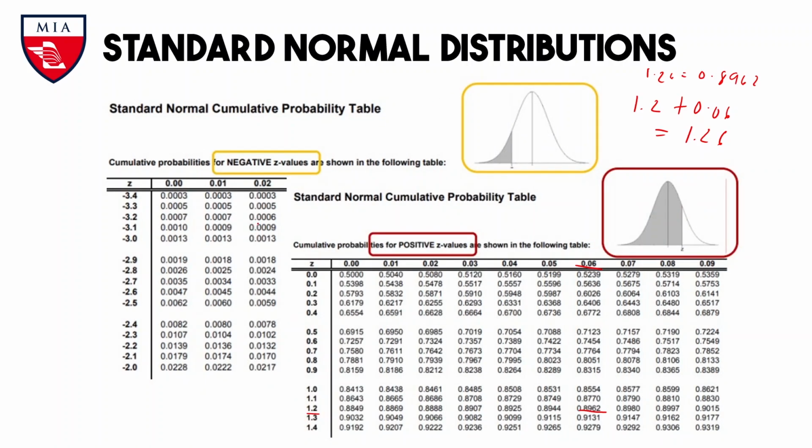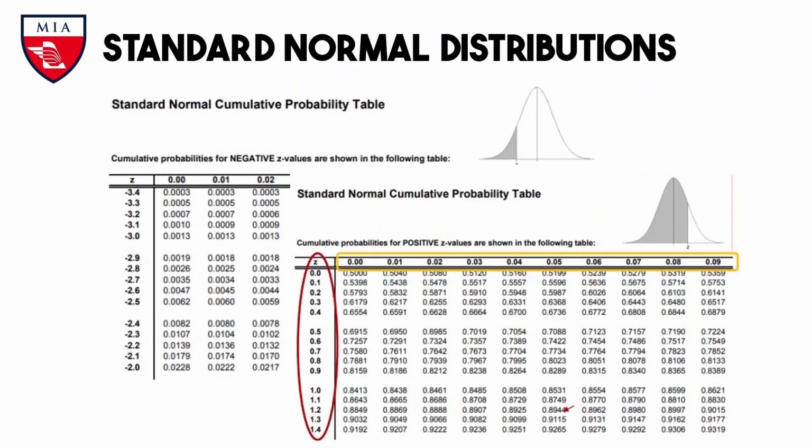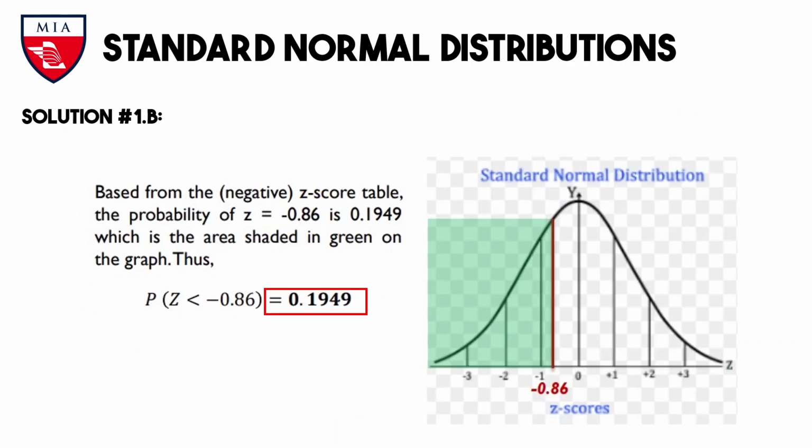So we have here negative 0.8, and we have 0.06. So we have 0.0, 0.01, 0.02, 0.03, 0.04, 0.05, 0.06. So we have 0.8051.